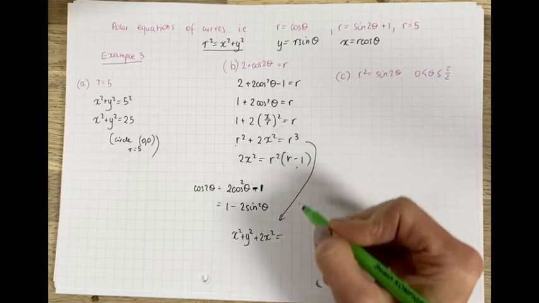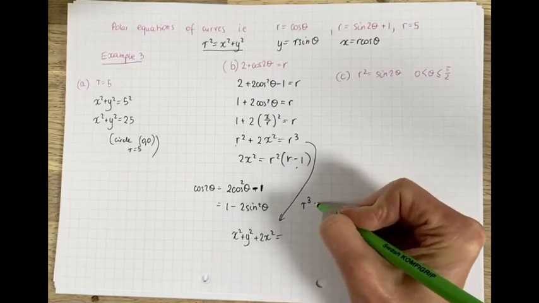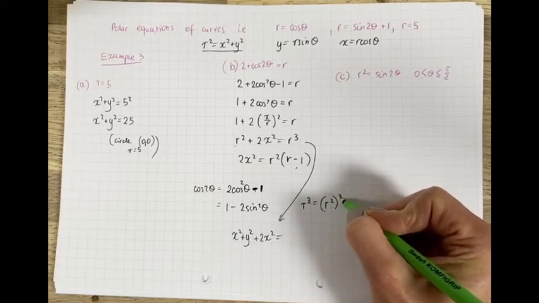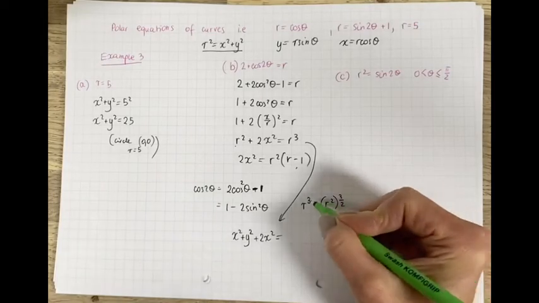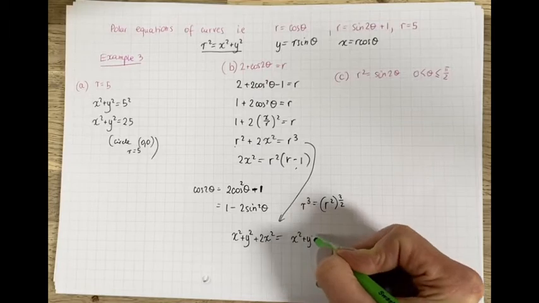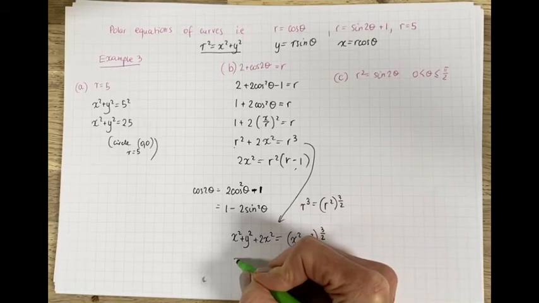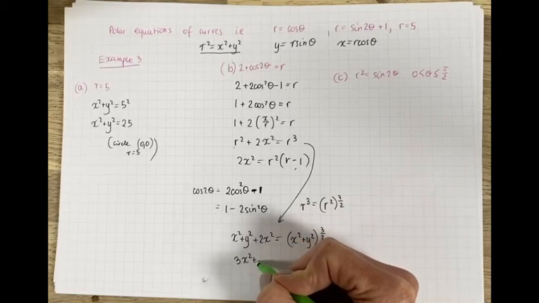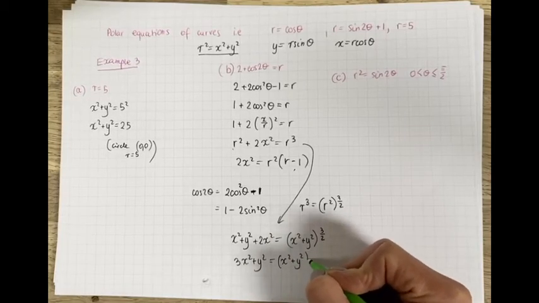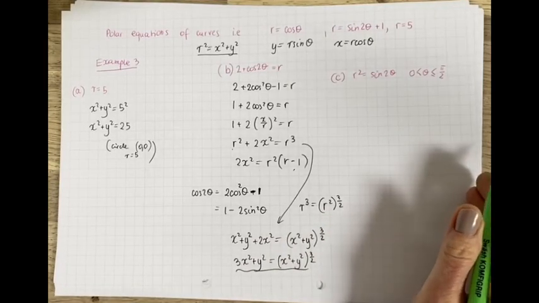Now this one here, if you think about it, to the power of 3 is the same as r squared raised to the power of 3 over 2. The 2's can cancel to give you 3. So r squared can then be replaced with x squared plus y squared, raised to the power 3 over 2. Like I said, it's not very nice. So you've got 3x squared plus y squared is equal to x squared plus y squared to the power 3 over 2. I can't really make it look better than that.